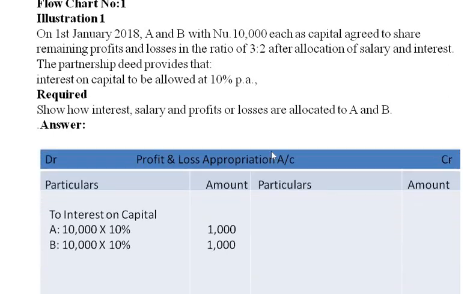See the profit and loss appropriation account. A contributed 10,000, and interest on capital is 10%. We are using this capital for the full year, so 12 by 12, which is 1. So the answer remains the same: 10,000 times 10 by 100 times 12 by 12 is 1,000. In the same way we calculate for B also. That is how we calculated interest on capital. Now we can go to the next slide.